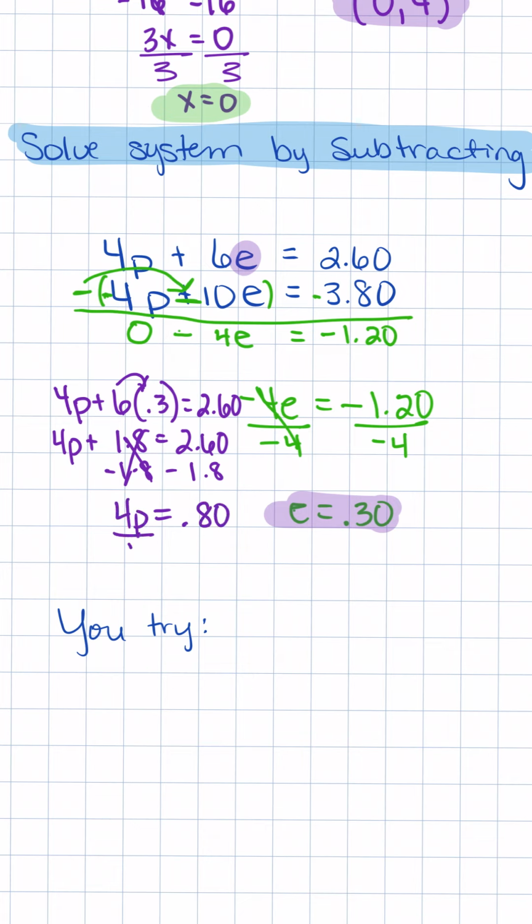4p equals 0.8. Divide by 4. p equals 0.20. So in this case, because it's not x and y, we should just leave it in this form. e equals 30 cents, p equals 20 cents. So I probably should have put the dollar signs.